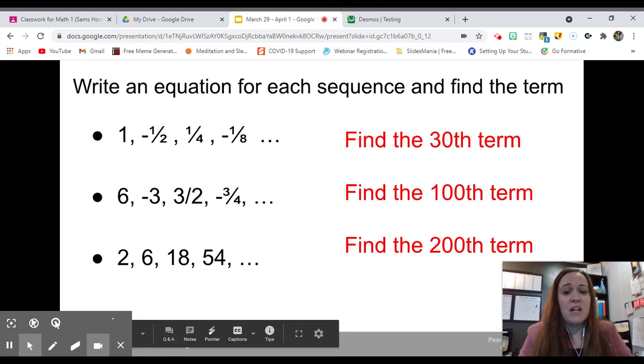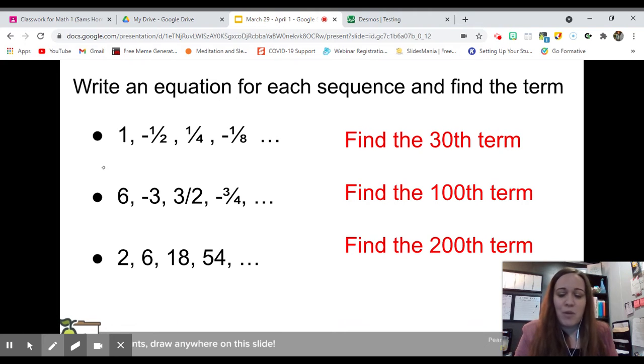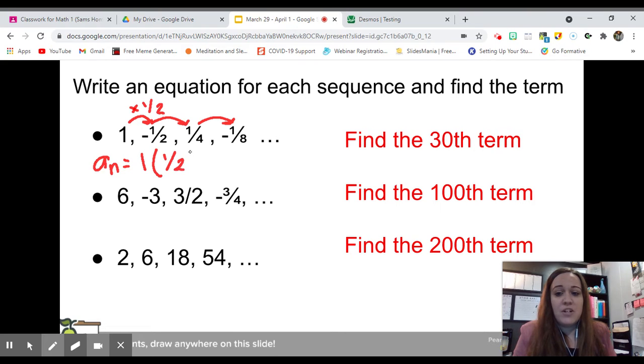Okay, so now we need to find an equation for each sequence, and we're going to find the term. So we're going to be using the explicit formula only because that is my personal one that I go to to find the nth term. It's the easiest one for me. So we have an, which is a term that we're going to be looking for. That is going to equal my first term, which is 1, times my ratio. So what is happening as I go through this sequence? Well, I am multiplying by 1/2. So 1/2 is my ratio. And then I have n minus 1.